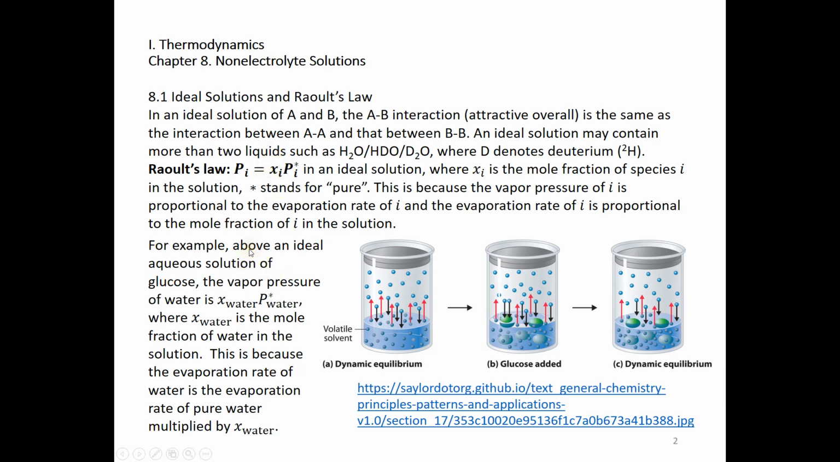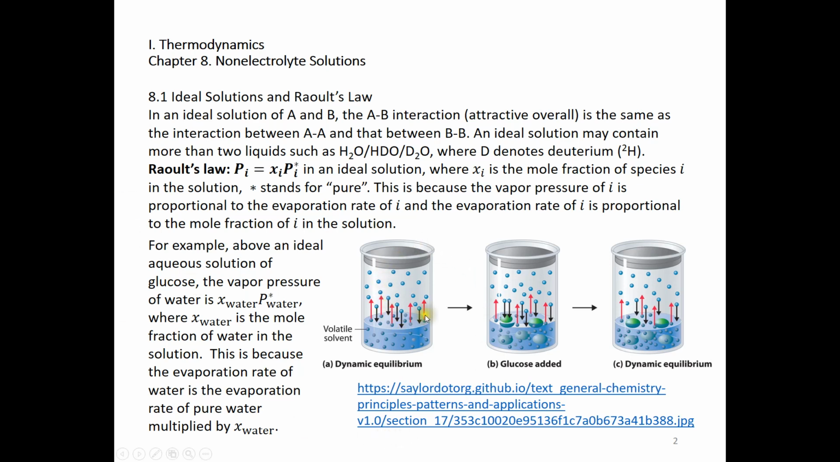For example, let's look at an ideal aqueous solution of glucose. In the real world, it's not an ideal solution, but hypothetically, let's look at this example. Let's assume the interaction between water and glucose is the same as the interaction between glucose and glucose, and also the same as the interaction between water and water. So approximately, we say it's an ideal solution.